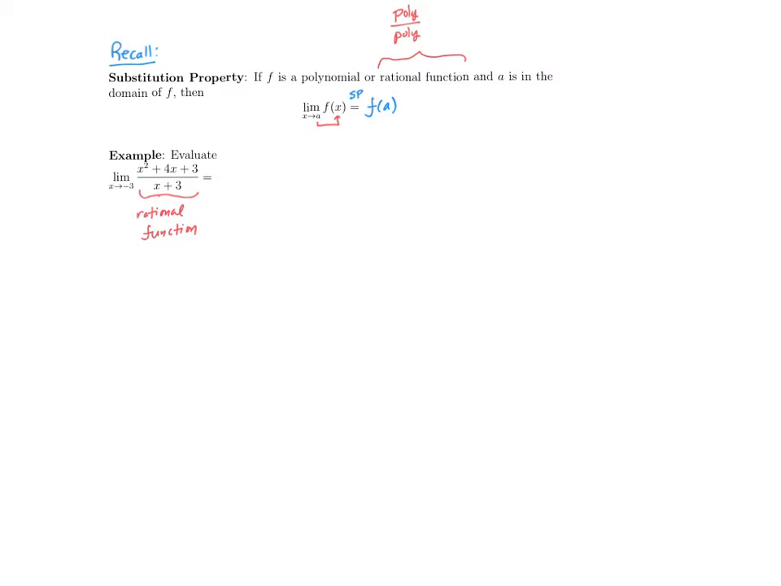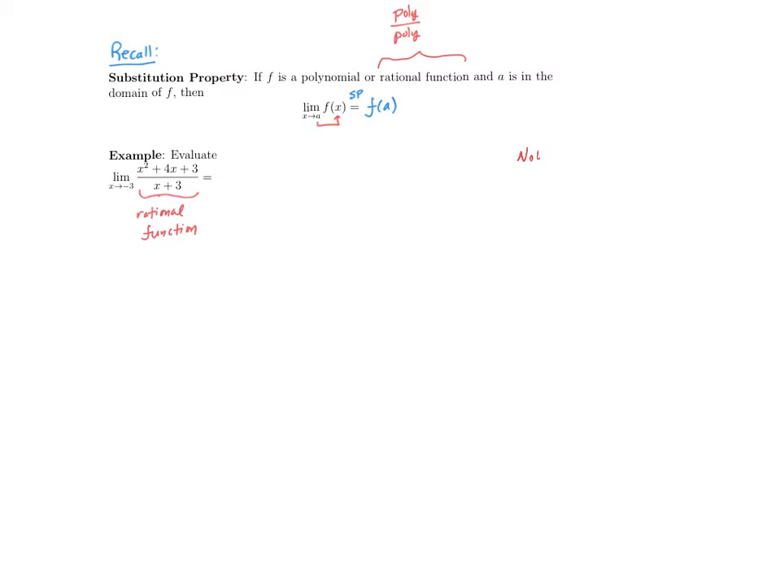So now on to a few of the more interesting examples. That would be when we cannot directly apply the substitution property. So let's begin with the limit as x approaches minus 3 of x squared plus 4x plus 3 over x plus 3. So it is a rational function, but note there's an issue. Minus 3 is not in the domain of this function. It's the only value of x which causes us to divide by 0.